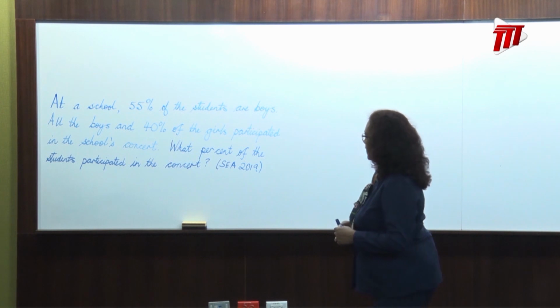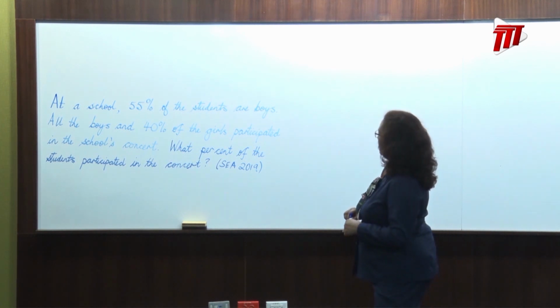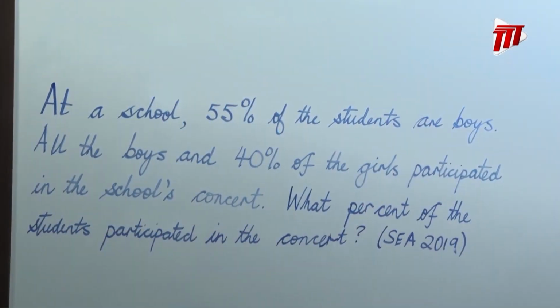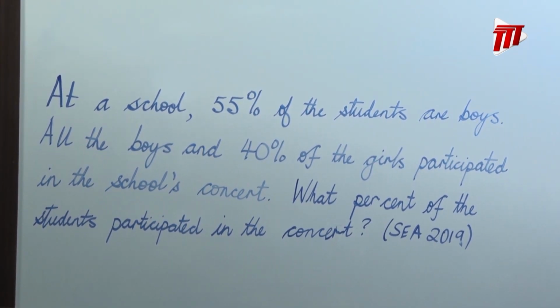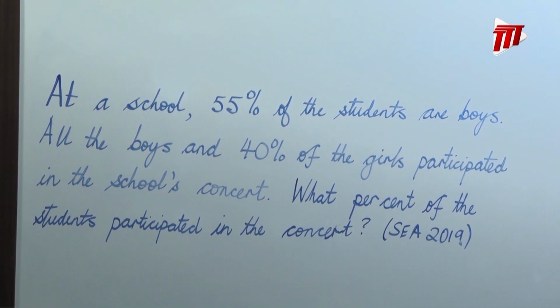Let's look at our final problem for today. So I'm going to read the problem, and this problem is taken from the SEA 2019 mathematics paper. At a school, 55% of the students are boys. All the boys and 40% of the girls participated in the school's concert. What percent of the students participated in the concert?